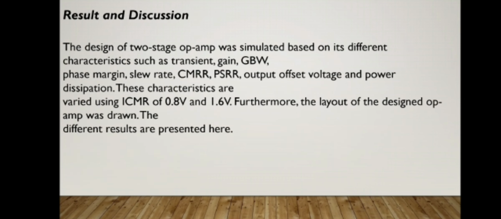Results and discussion. The design of the two-stage amplifier was simulated based on its different characteristics such as transistor, gain, GBW, phase margin, slew rate, CMRR, PSRR, output, offset voltage and power dissipation. These characteristics are varied using ICMR of 0.8 volt and 1.6 volt. Furthermore, the layout of the optimized design was drawn. The different results are presented here.